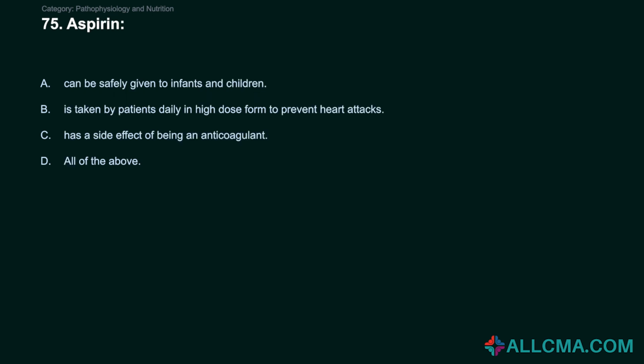75. Aspirin. A. Can be safely given to infants and children. B. Is taken by patients daily in high-dose form to prevent heart attacks. C. Has a side effect of being an anticoagulant. D. All of the above. Correct answer, C. Has a side effect of being an anticoagulant.